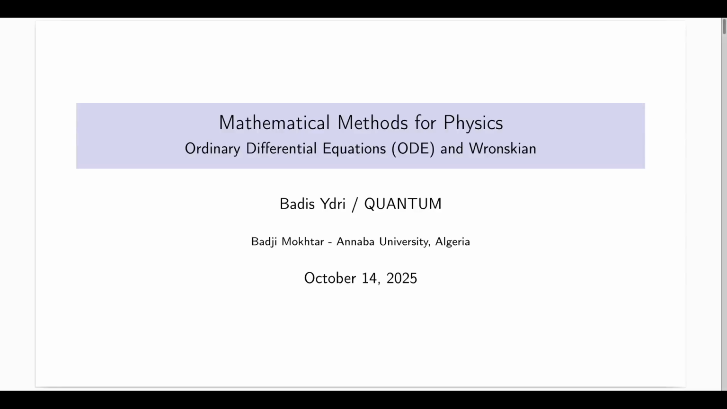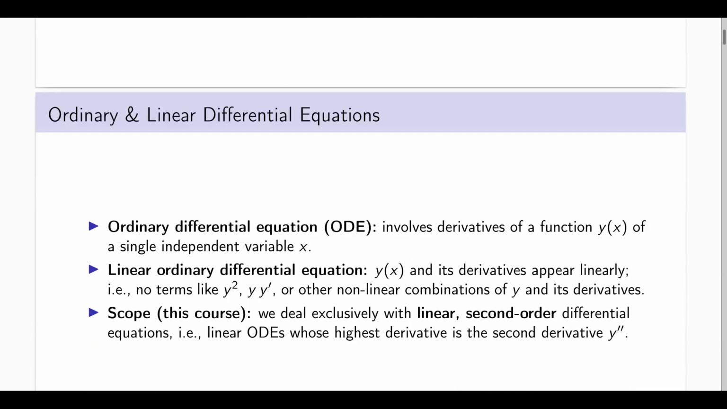In this second lecture of Mathematical Methods for Physics, we discuss the general properties of ordinary differential equations. We begin with some definitions. An ordinary differential equation, or ODE, involves derivatives of a function y of x with respect to a single independent variable x. The equation is called linear when y and all its derivatives appear only to the first power and are not multiplied together. A second-order equation is one in which the highest derivative is y double prime.